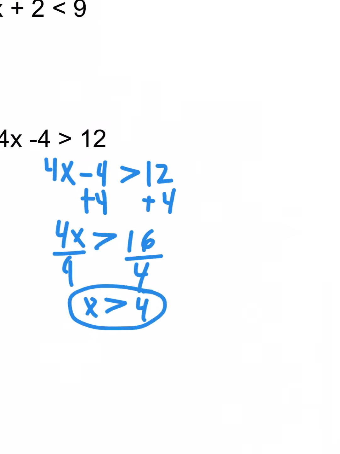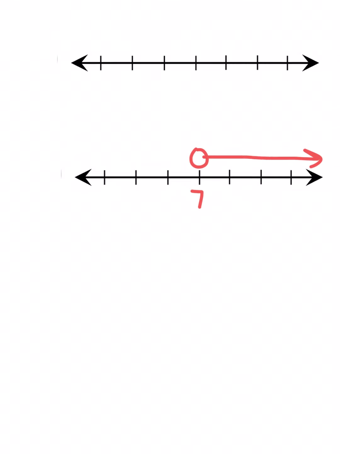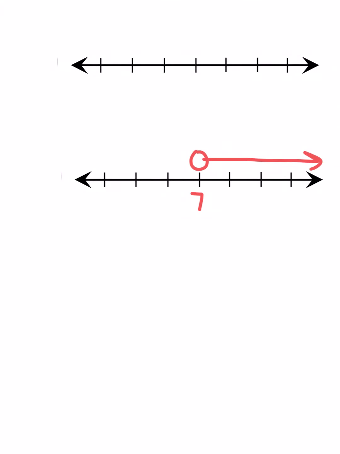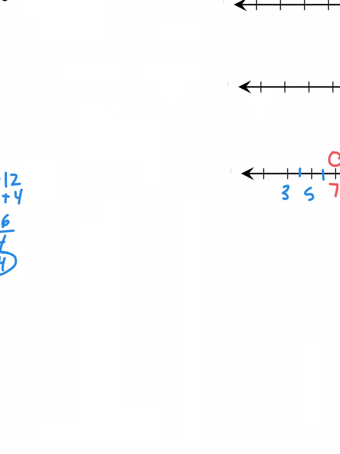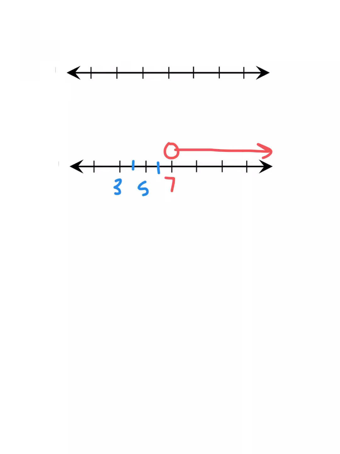So let's go over here to our number line, and let's say that this is 6, so that this is 5, 4, and this is 3 right here. So x, it says, is greater than 4, so we'll do an open circle right here, and we'll go this way.